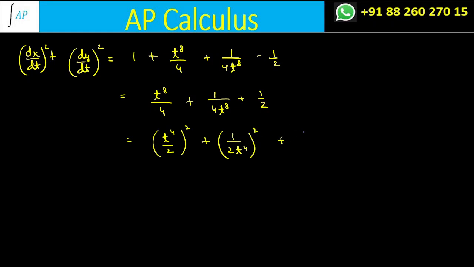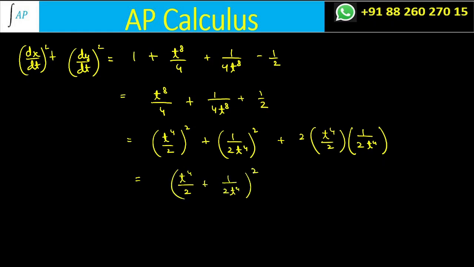And instead of 1 by 2, you can say 2 t power 4 by 2, and the second bracket is this. So you can see it is the same thing. So it is a square plus b square plus 2ab, which is a plus b whole square. This is the dx over dt plus dy over dt whole square. It is equal to this thing.